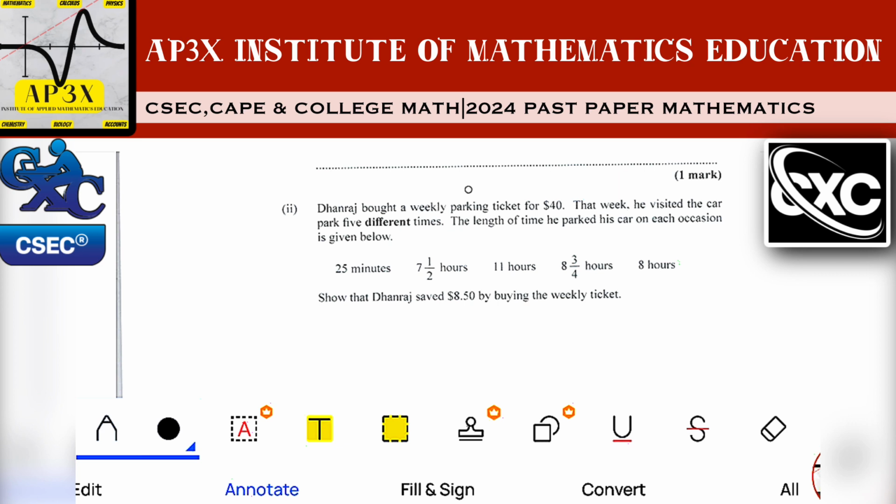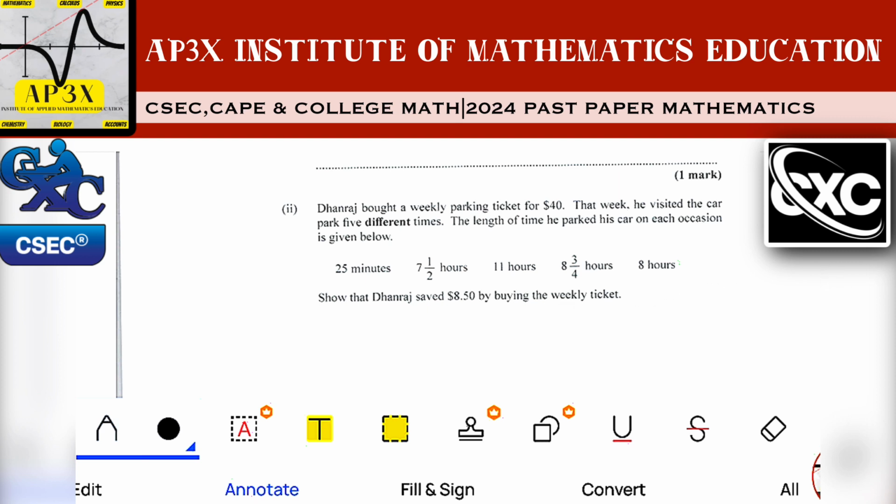Dan Raj bought a weekly parking ticket for $40. That week he visited the car park 5 different times. The length of time he parked his car on each occasion is given below: 25 minutes, 7.5 hours, 11 hours, 8.75 hours, and 8 hours. So these are the individual times that he parked for. Show that Dan Raj saved $8.50 by buying a weekly ticket.